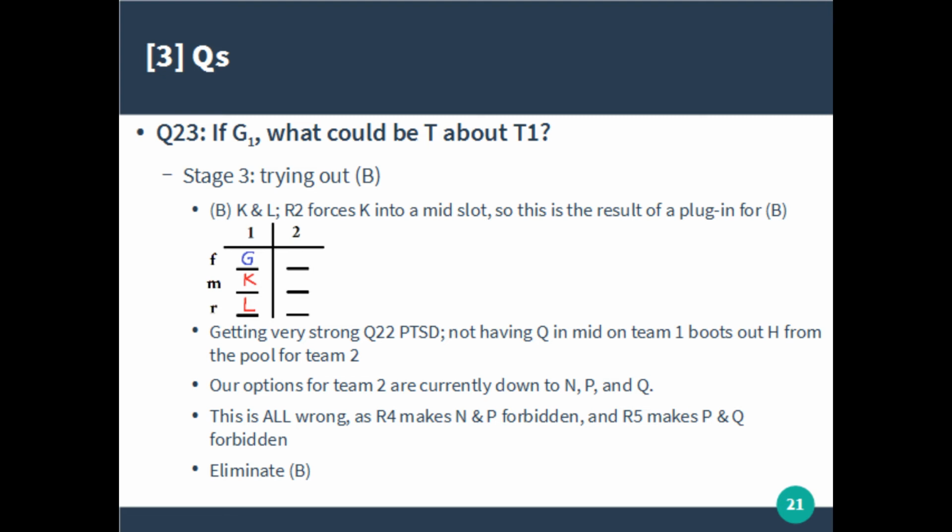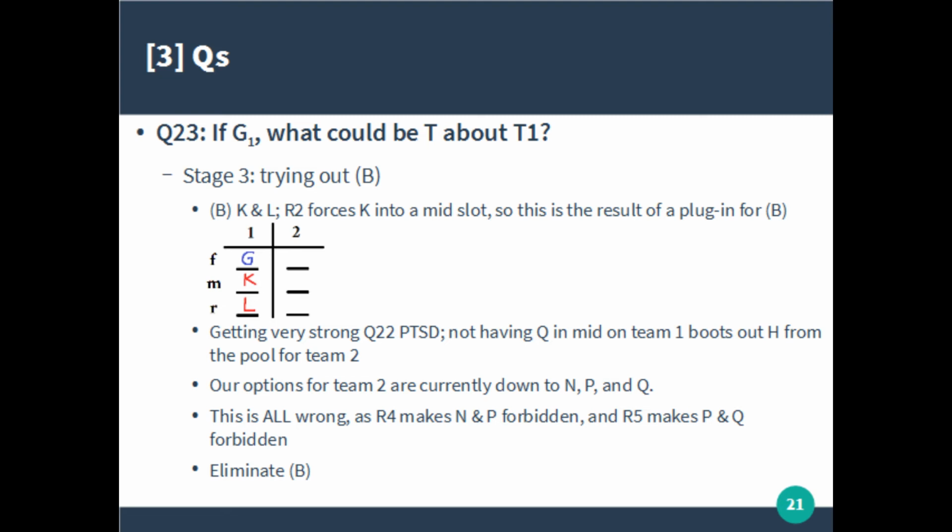So looking at B, that gives us K and L. Rule 2 forces K into a mid slot, so if we want to plug in answer choice B, this is what it would have to look like. K would go in the middle and L would end up in the rear. So on that basis, I am at this point now getting very strong question 22 PTSD because not having Q in the middle on team 1 boots H from consideration for team 2. So our options for team 2 are currently down to N, P, and Q. And this is a problem. This is all wrong because Rule 4 forbids us from using N and P together, and Rule 5 makes P and Q a forbidden combination. So there's just no way for us to get B to work.